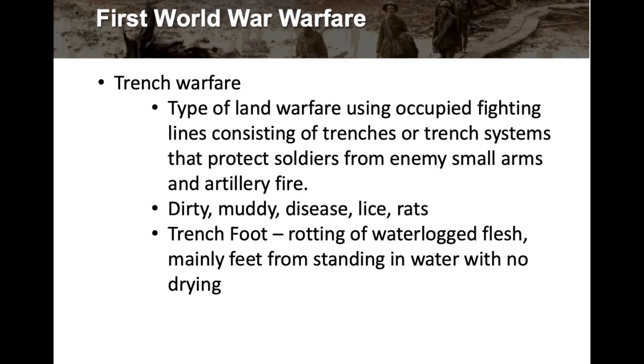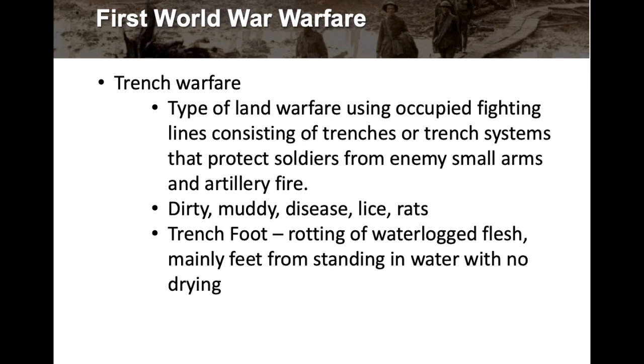Now, the trenches of World War I were not pleasant. They had basically moved underground. The men moved underground. They lived in the trenches. They had kitchens in the trenches, latrines in the trenches, and dugouts where the captain would be. The company headquarters would be in a dugout, even deeper in the ground. Some of them were quite elaborate, but it was still just a dirty, muddy, disease-ridden place. There was lice. There were rats. I mean, just not a good place to be.